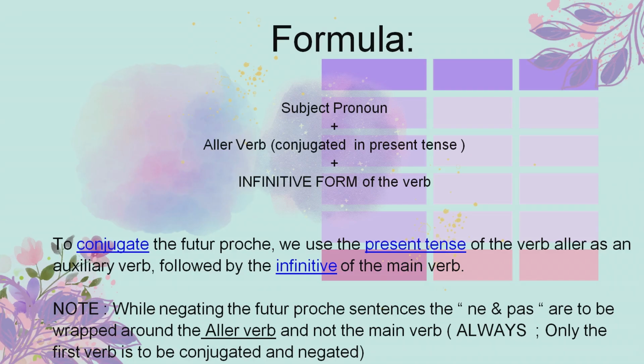To conjugate the futur proche, we use the present tense of the verb aller as an auxiliary verb followed by the infinitive of the main verb. A small note on negating: while negating the futur proche sentence, the ne and pas are to be wrapped around the aller verb and not the main verb. Always only the first verb is to be conjugated and negated.